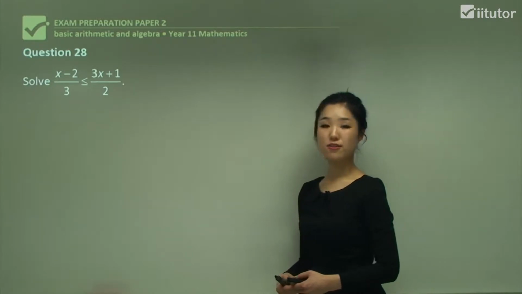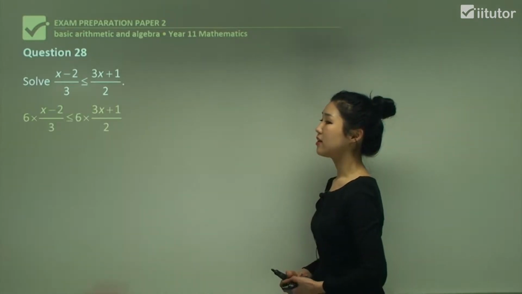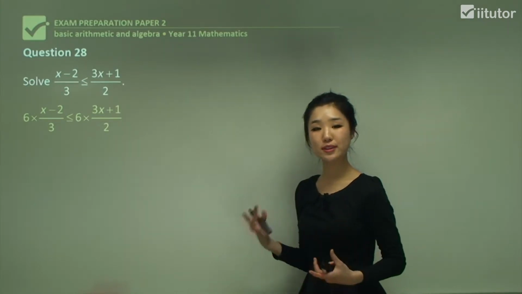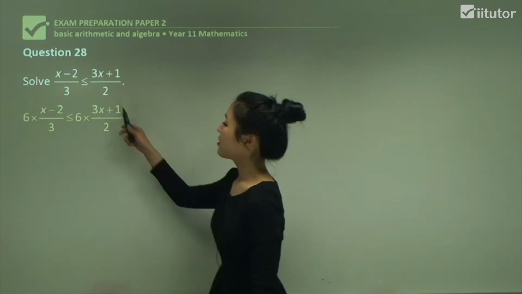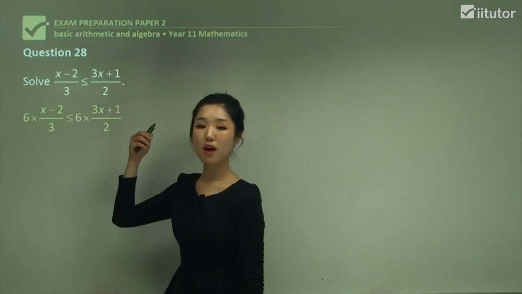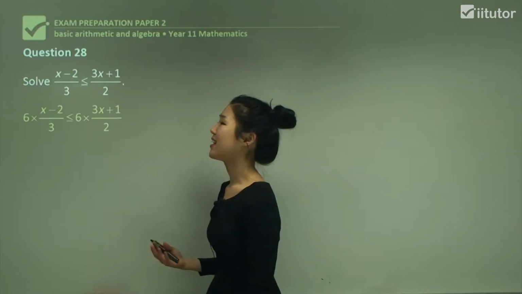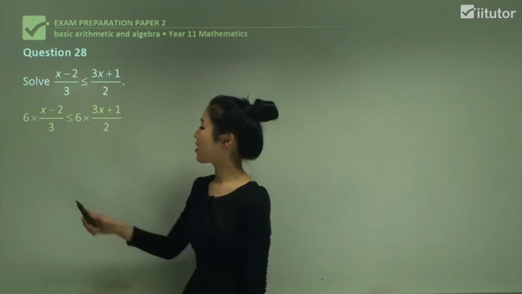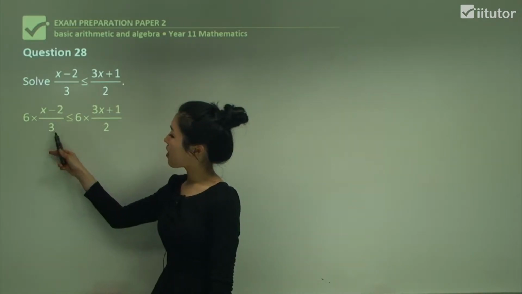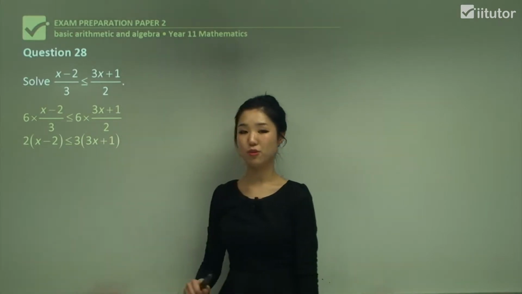28. Okay, again we've got some fractions, but this time we have an inequality. So this time I'm going to multiply both sides by 6 to eliminate that fraction, because see how the denominators, the lowest common multiple actually is 6. So I'm going to multiply out by 6. So it's going to be 6 divided by 3, which is 2, and 6 divided by 2, which is 3.